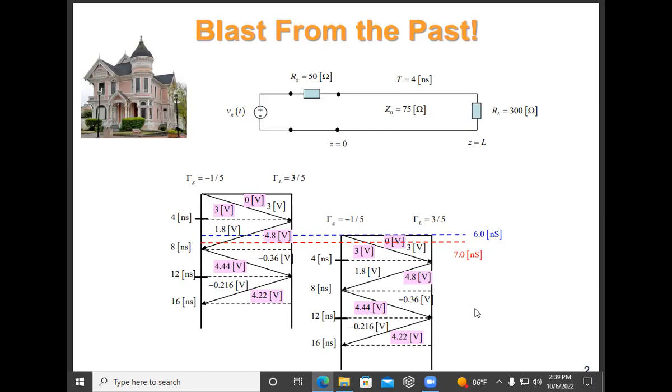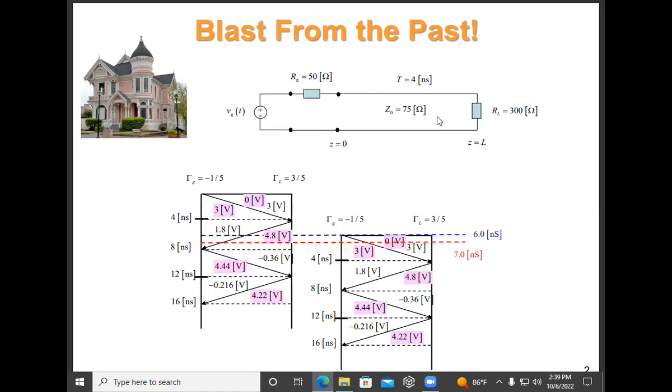Okay, now let's see. Length was not given in meters, but the transit time was given as 4 nanoseconds, and that's all we really care about. So notice in the bounce diagram, the first wave takes 4 nanoseconds to reach the end. Then when it bounces back, it'll reach the generator at 8 nanoseconds, and then another 4 nanoseconds, it's back at the load, then another 4 back at the generator, etc. Right? Okay.